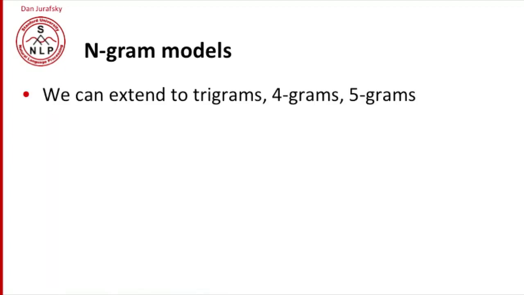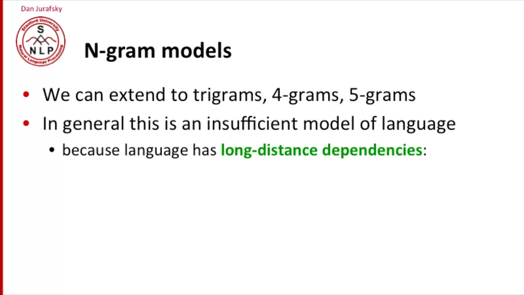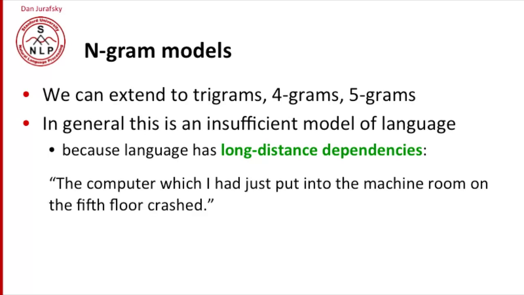Now we can extend the n-gram model further to trigrams, that's 3-grams, or 4-grams, or 5-grams. But in general, it's clear that n-gram modeling is an insufficient model of language. And the reason is that language has long-distance dependencies. So if I want to predict, say, "the computer which I had just put into the machine room on the 5th floor", and I hadn't seen this next word, and I want to say, what's my likelihood of the next word? And I conditioned it just on the previous word, "floor", I'd be very unlikely to guess "crashed".